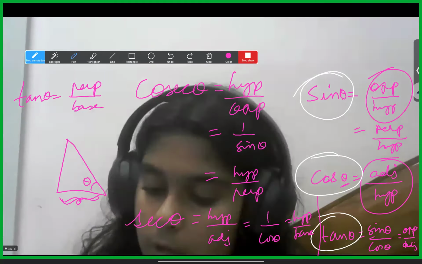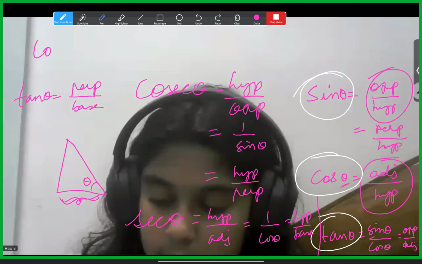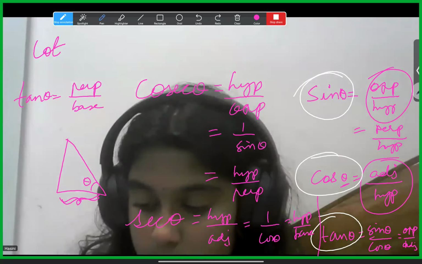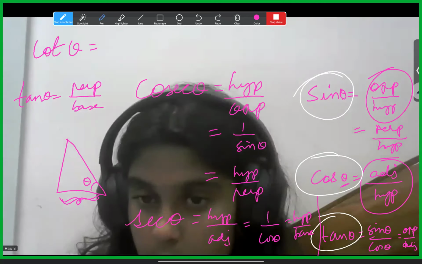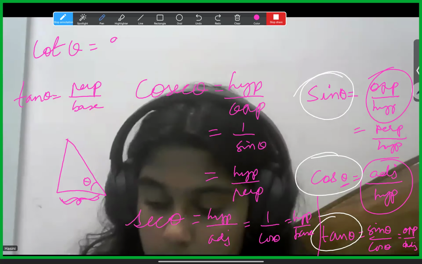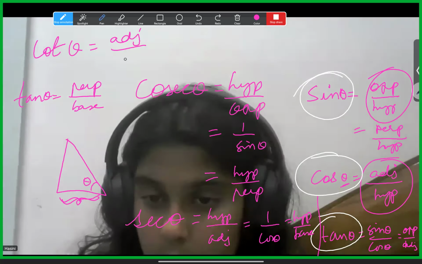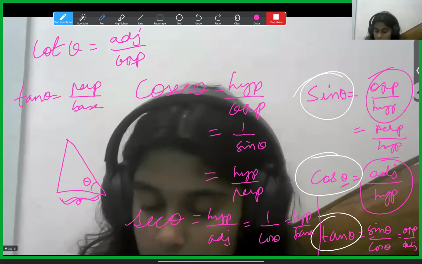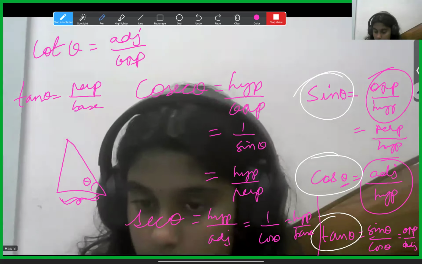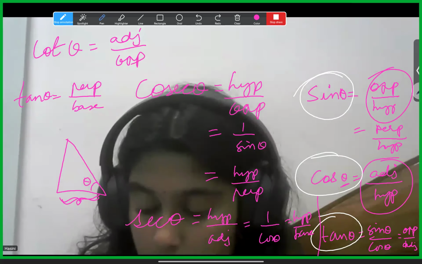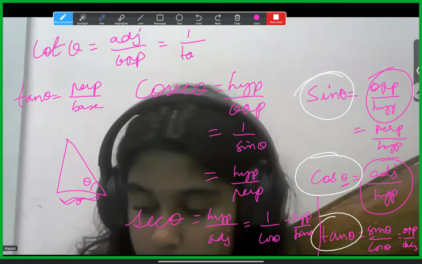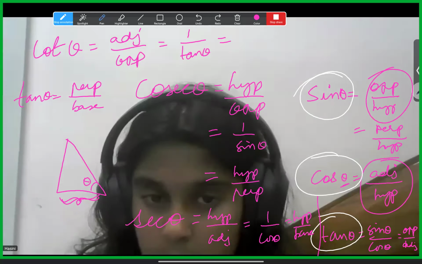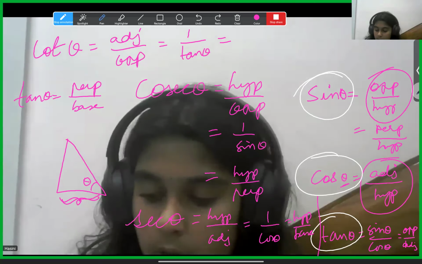And finally, cot theta is equal to adjacent side by opposite side. Adjacent by opposite, which is equal to 1 by tan theta.